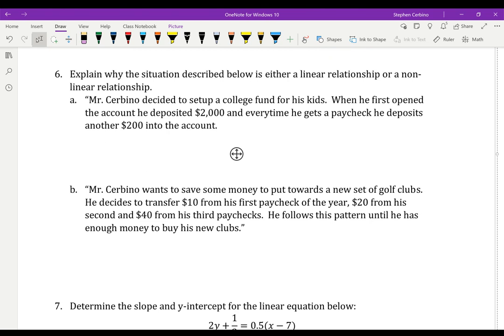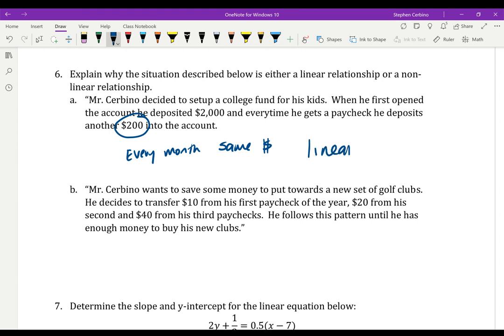Number 6, to be able to do what we did at the beginning of the unit regarding word problems, you just have to identify which one is going up at a constant rate of change. So in A, when we're talking about me setting up my college fund for my kids, even though I'm depositing $2,000 initially, I'm going up the same amount of money every month. So every month is the same amount. So that makes this linear.